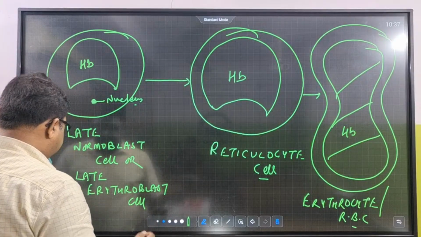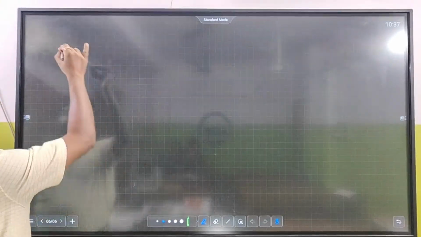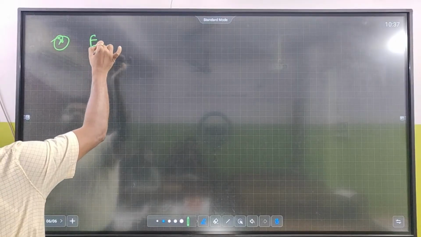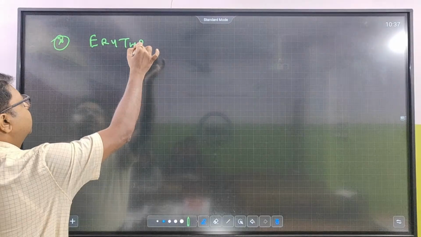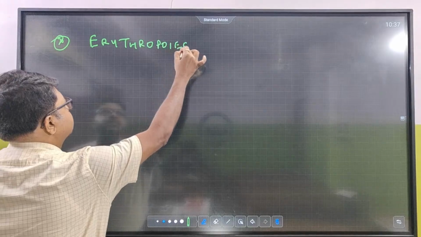Inside bone marrow. Inside which bone marrow? Red bone marrow. Now, what is the process we have just talked about? It is erythropoiesis. But for this erythropoiesis, there is a hormone named erythropoietin, which is produced inside the kidney. And this erythropoietin helps in the erythropoiesis process. So it's a very, very important point.